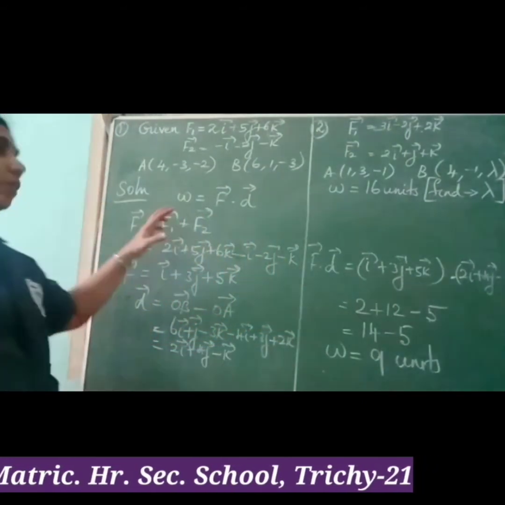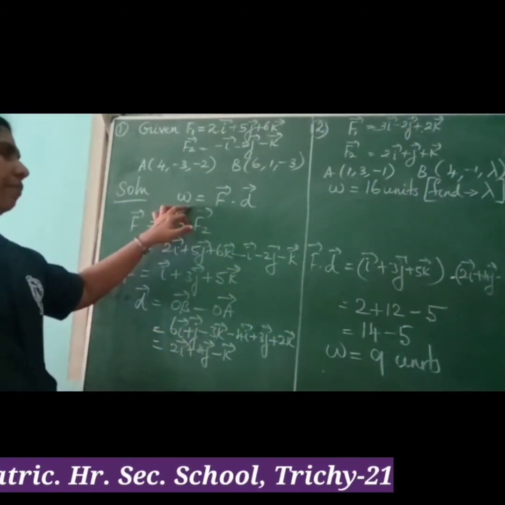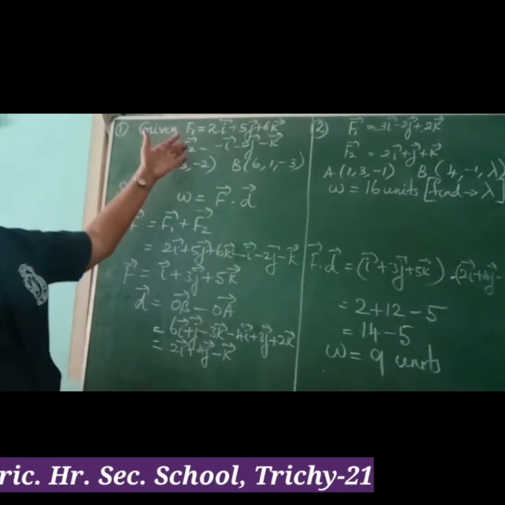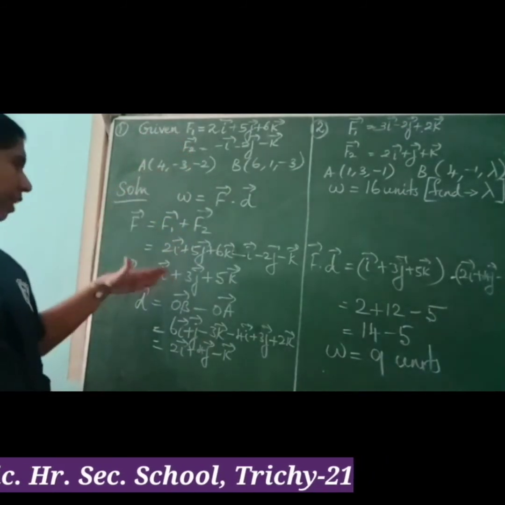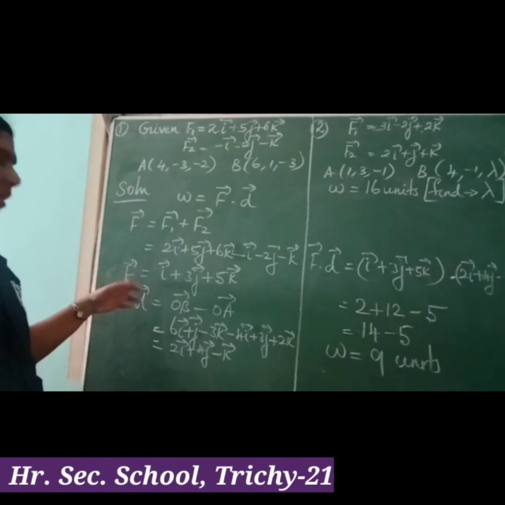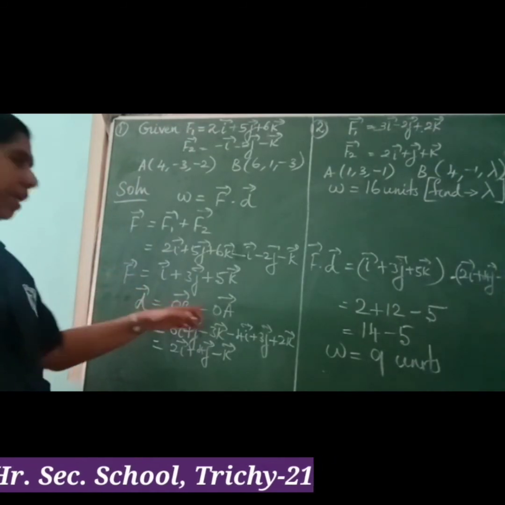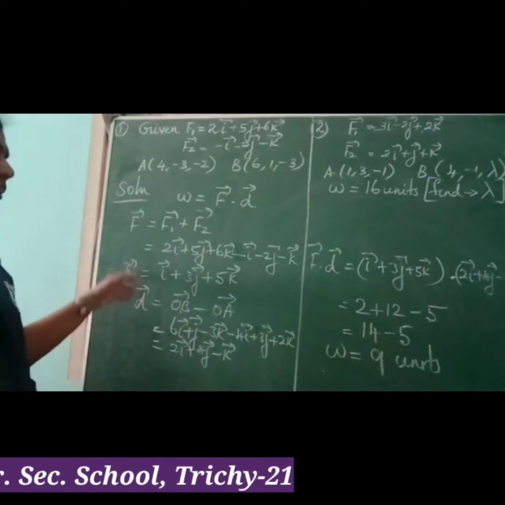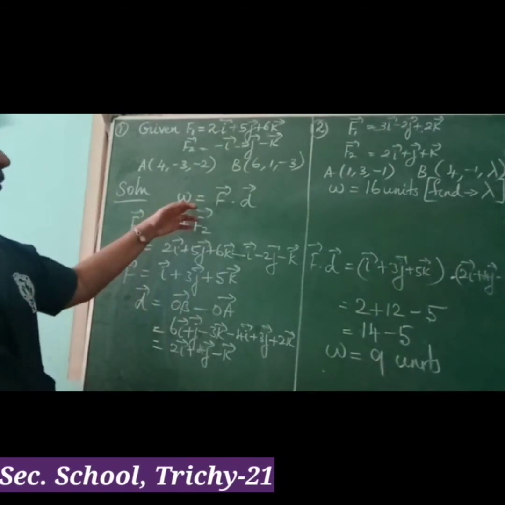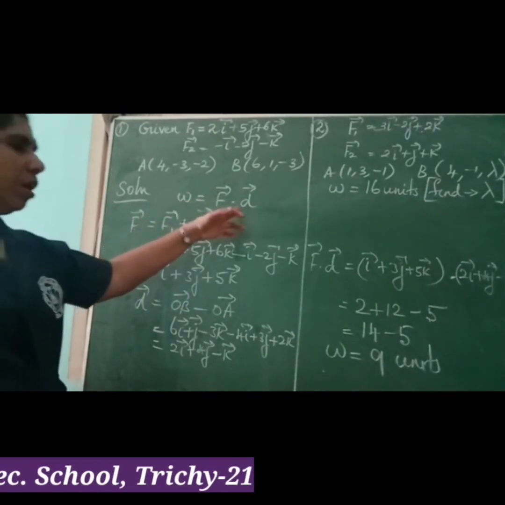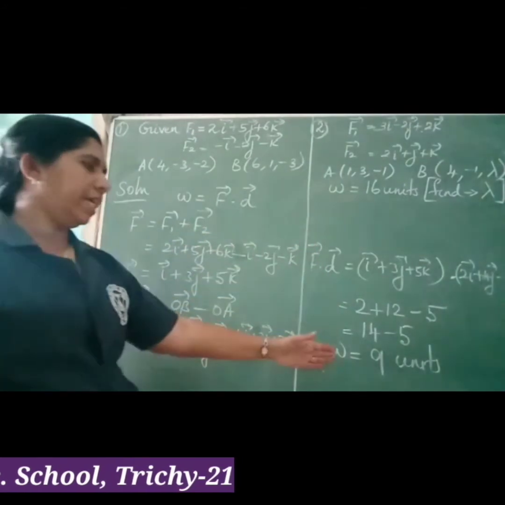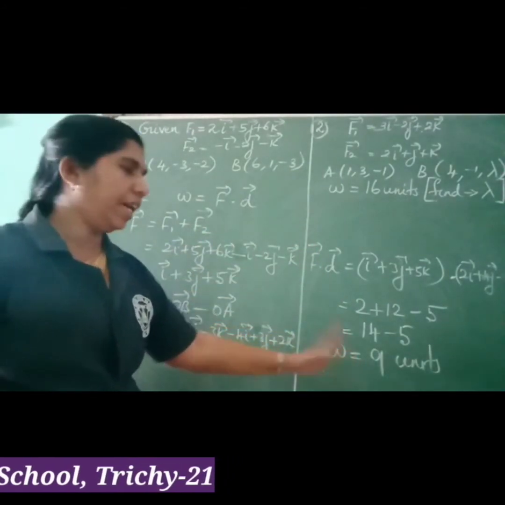The formula for work done is W is equal to F dot D, and two different forces are given. Combined together we can find out the value of F. Then displacement is equal to OB minus OA. After find out F and D, directly we are substituting the formula. Work done equal to F dot D. We are getting the answer, work done equal to 9 units.